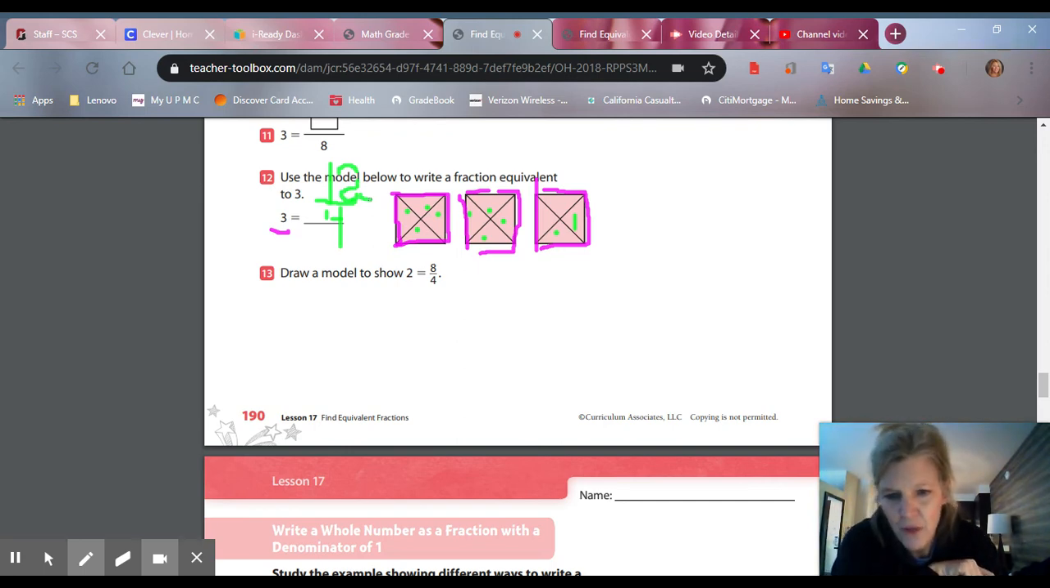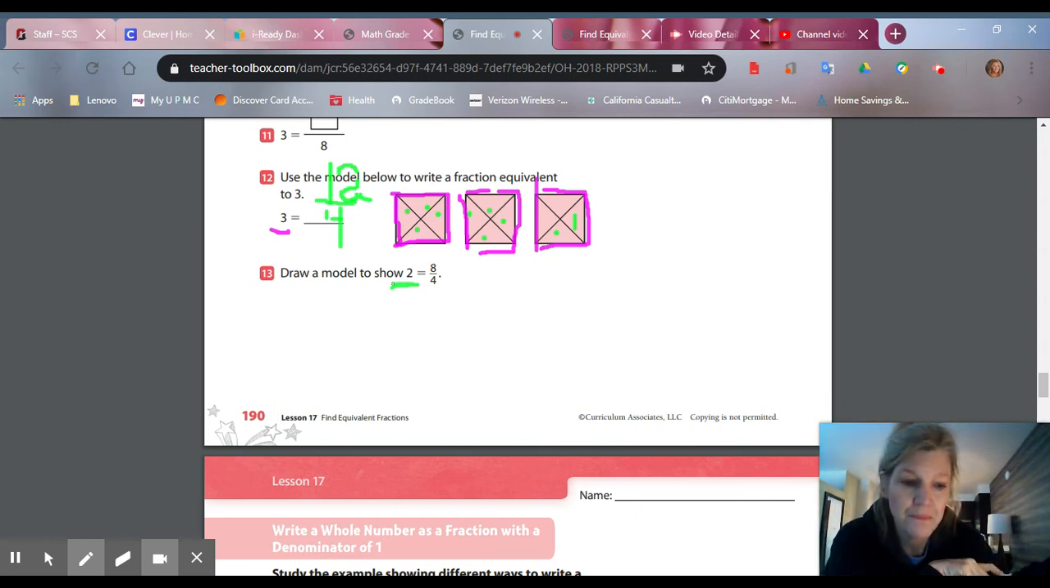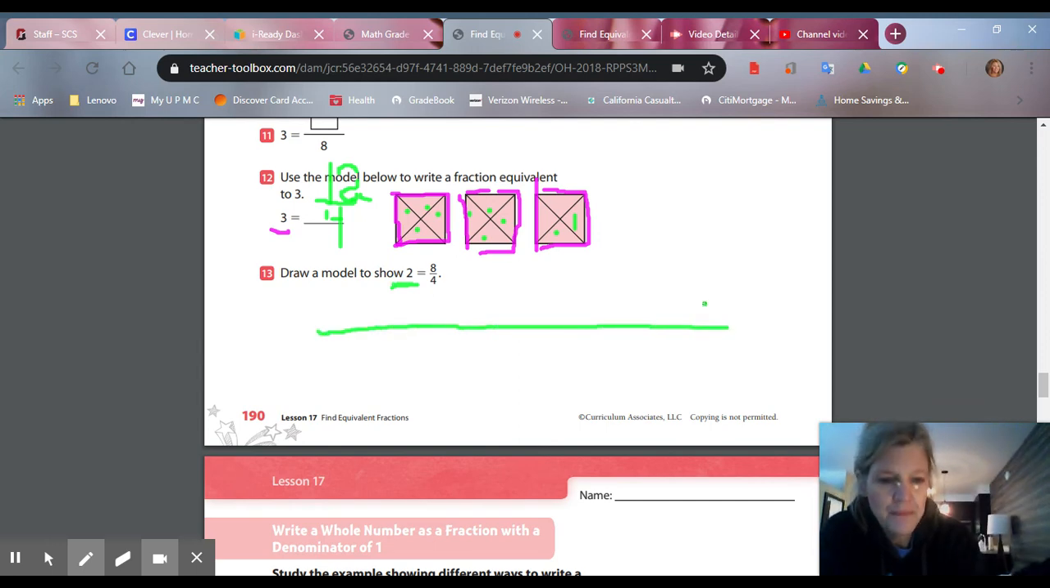Number 13, draw a model to show 2 equals 8 fourths. So 2 is your whole number. You need 2 whole shapes. You could do circles, rectangles, or squares. You just need something that you can put into 4 equal parts. Or you could do a number line. I think I'll do the number line.